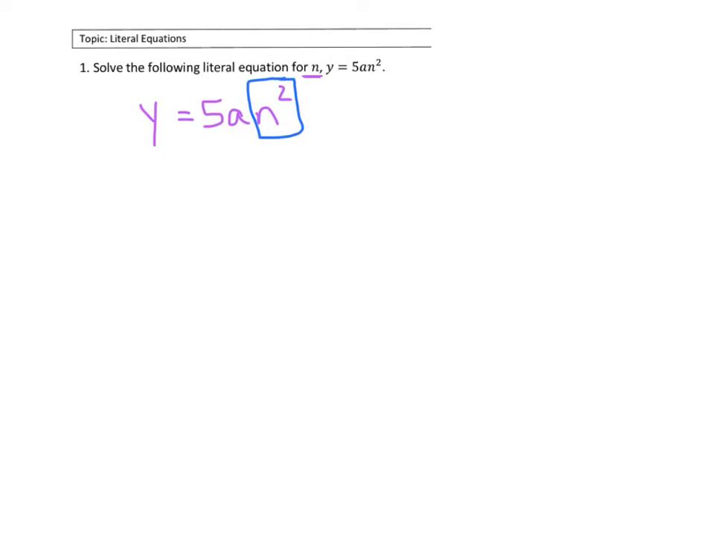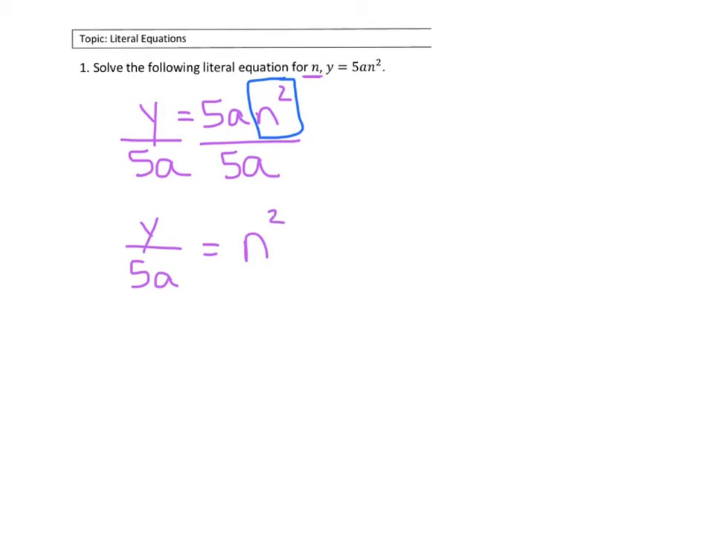If I look at what's happening here, 5a and n squared, the operation is definitely multiplication. So to undo multiplication, the inverse operation would be to divide by 5 and a on both sides, making it y divided by 5a is equal to n squared.